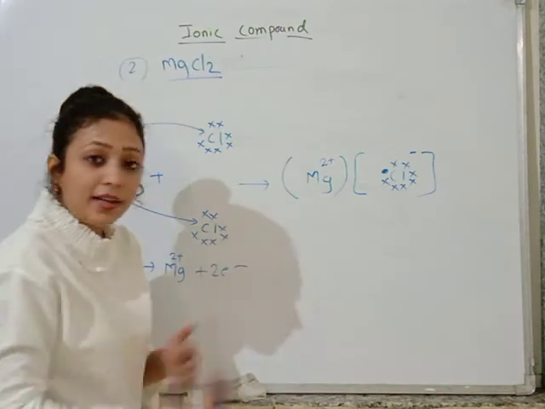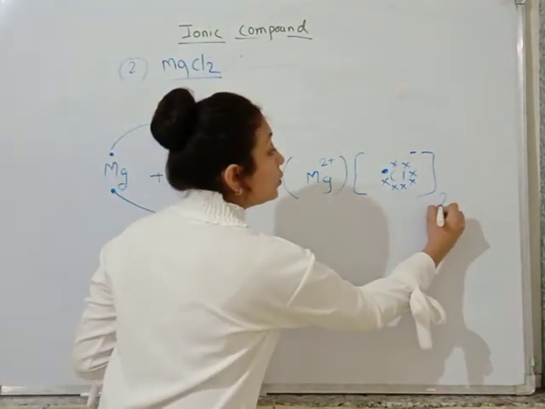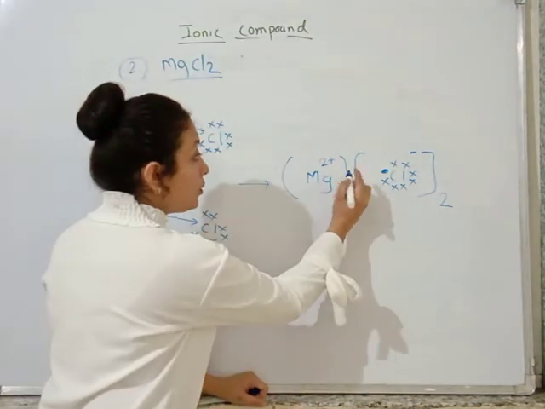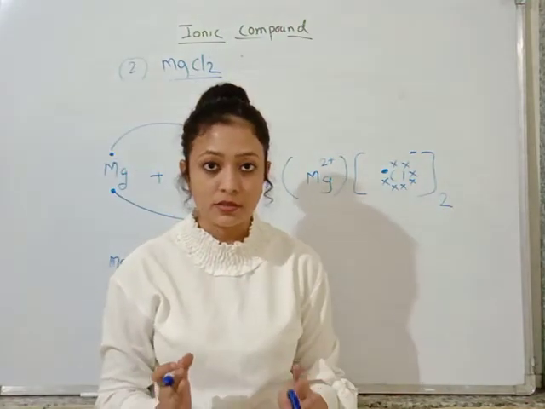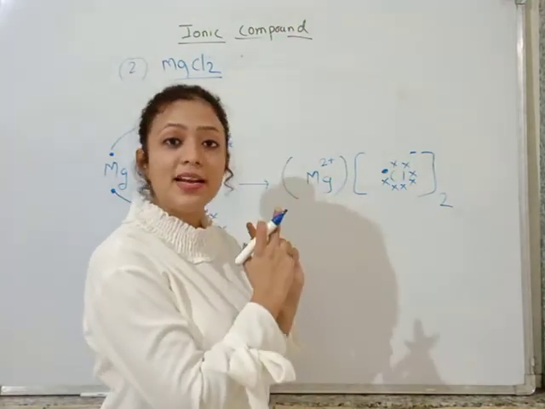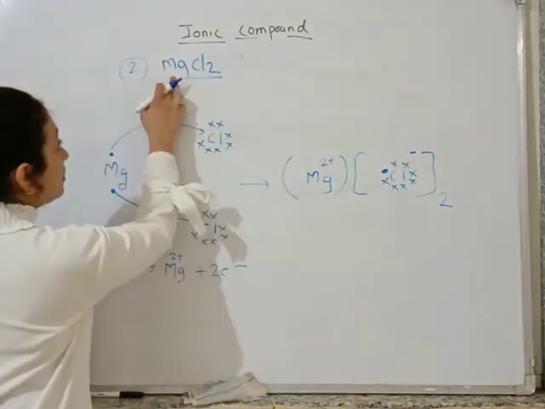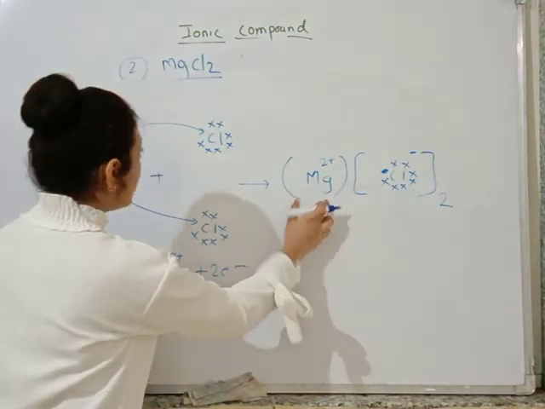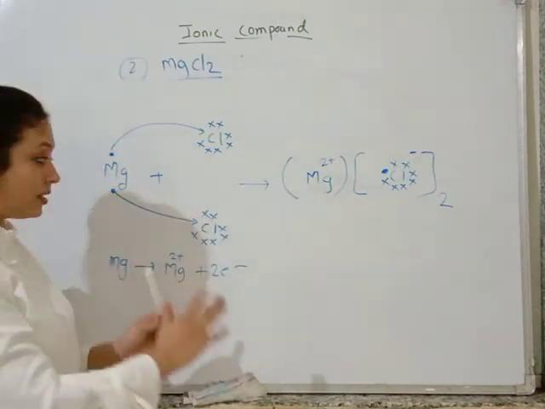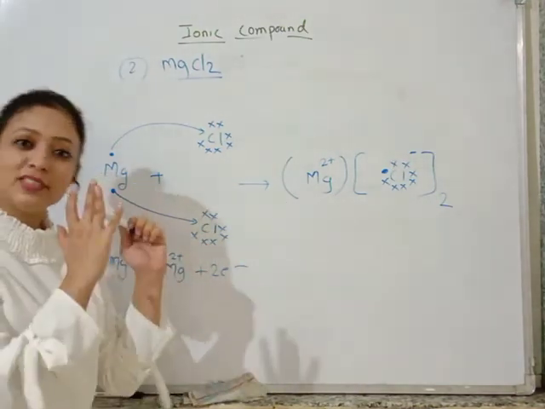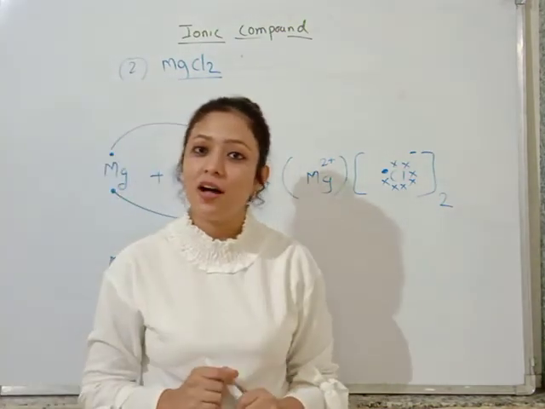And how many chlorines are there in the reaction? 2 chlorines are there. So we will write 2 here. Don't write 2 here. You are not going to change the formula of that substance. Formula should remain same. So we will check whether our formula is correct or not. So look at this, Mg single, chlorine 2, check. So this is the formation of an ionic compound, magnesium chloride, by electron transfer method.